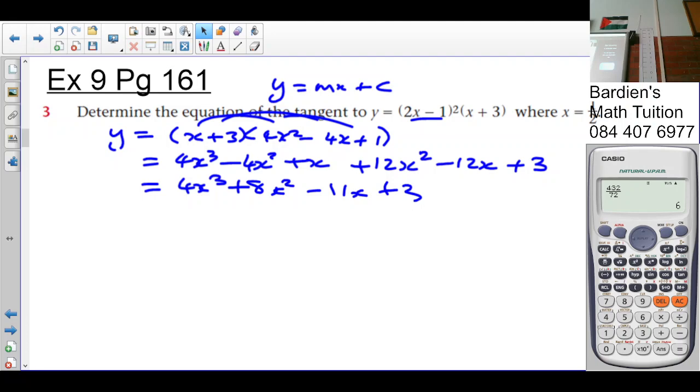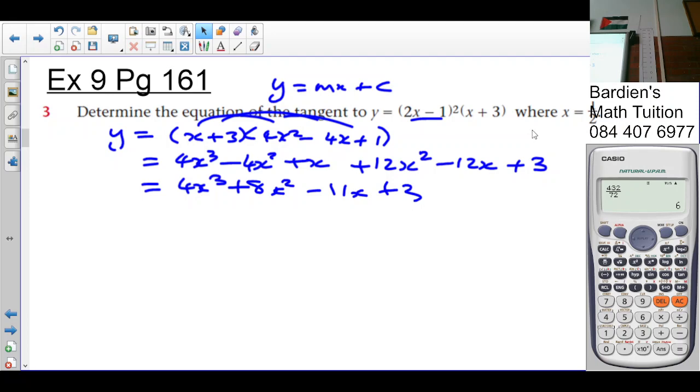So the question was, I'm not going to load the other video because it's going to be a couple of seconds basically. But the question was to explain exercise 9 on page 161, number 3. So this is: determine the equation of the tangent to y equals (2x minus 1) all squared plus 3 where x is equal to half.